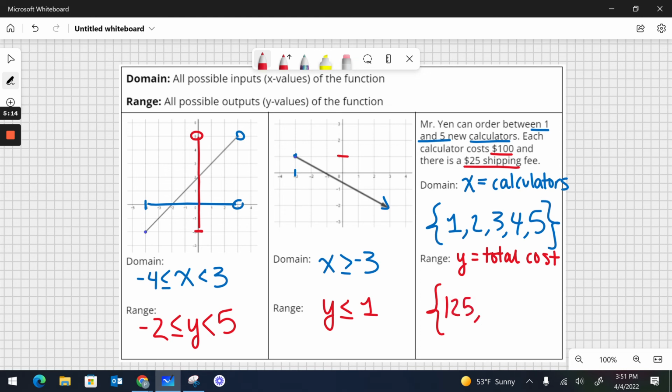Then if I ordered 2 calculators, it'd be 2 times 100 plus the $25 shipping fee. So 2 times 100 plus 25 is $225. And then for each additional calculator I order, it's going to be $100 more. So then $325, then $425, and then if I ordered 5 calculators, it would be $525. And that's it. I can't order more than 5, so my range ends there. And my range is these 5 values.